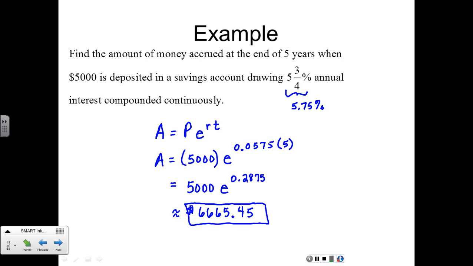So what if I want to be a smarty pants and say, how much interest did you earn? How could you calculate how much interest you earned? Subtract how much you put in there. Subtract your 5,000, right? So you earned about nearly $1,700 in interest on that account in 5 years. Started out with 5,000. At the end of 5 years, now you've got $6,665.45.